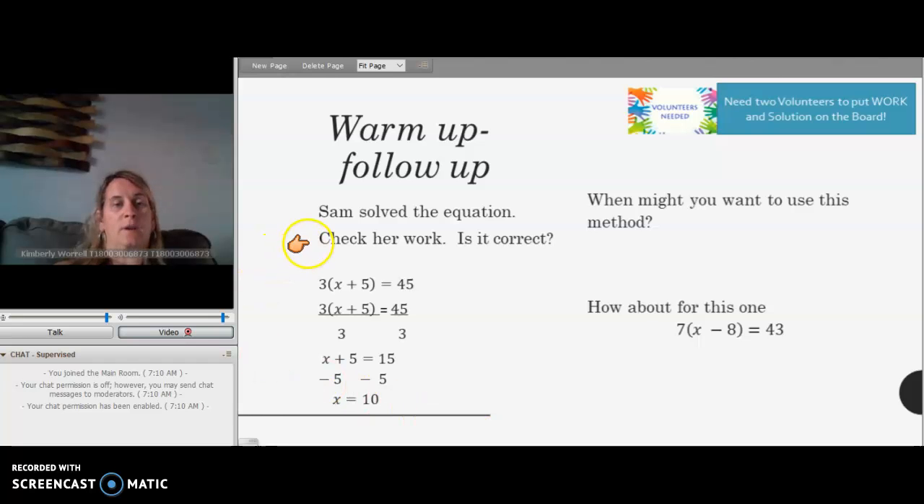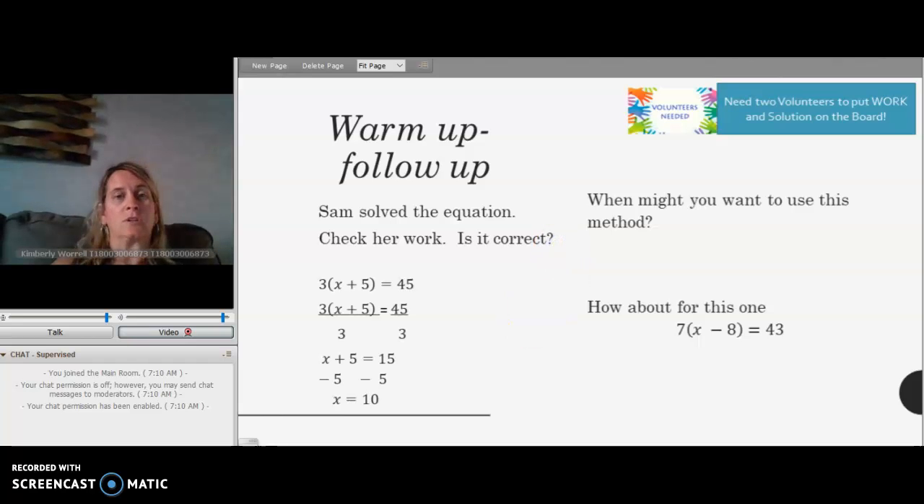Sam solved the equation. Check her work. Is she correct? So again, pause the video and look at the work here. She got the same answer, but is her work correct? Some of you may have said yes, and some of you may have said no, but actually this answer is also correct. So yes, she is correct.